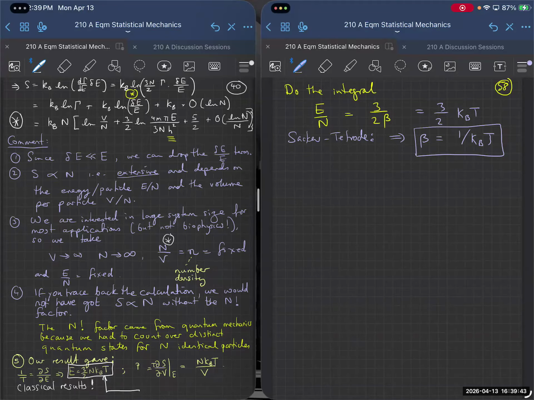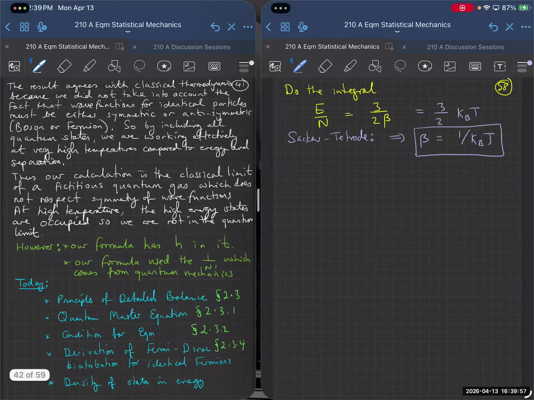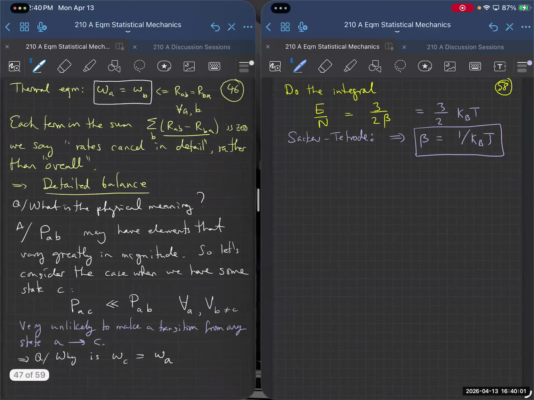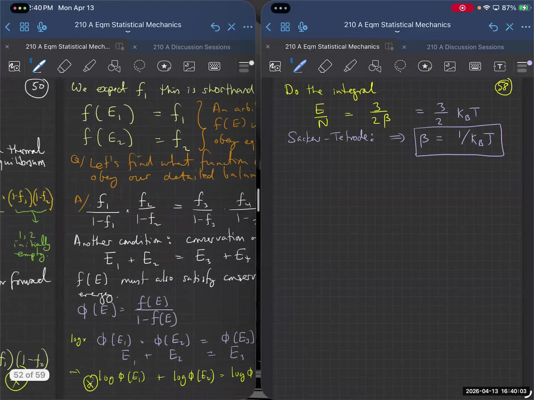Okay. I guess I'm confused why f is still between 0 and 1. I thought you said it was like the total number of the particles. Oh, I guess you can only have one maximum in each state. Right. Okay. All right.